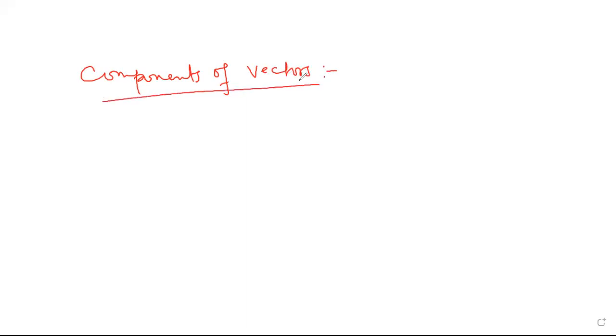The topic of today is components of vectors. So components of vectors we have to discuss in today's lecture.